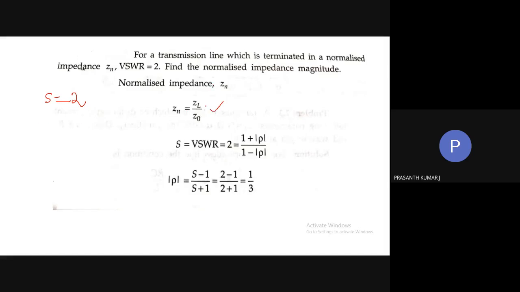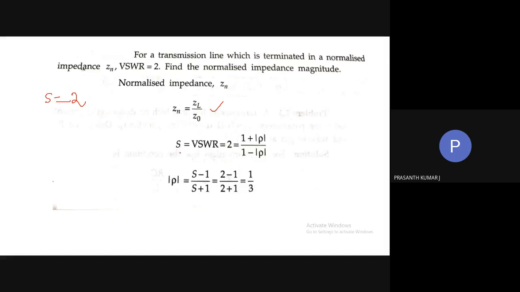Normalized impedance is given by ZL by Z0. What is ZL? Load impedance. What is Z0? Characteristic impedance. If we divide the load impedance by the characteristic impedance, what we get is the normalized impedance.